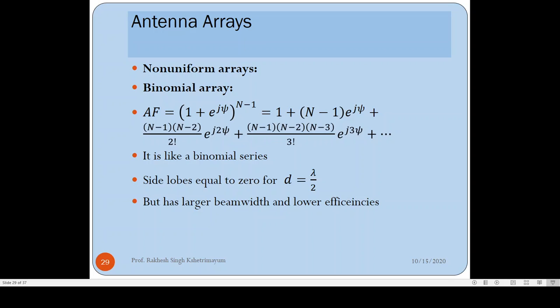There is no side lobe. As you know, signals that go into the side lobe are useless. We are wasting our power and energy. So you can suppress the side lobe to 0 when d is equal to lambda by 2. But one of the major disadvantages is that such an antenna array will have a larger beam width and lower efficiencies.